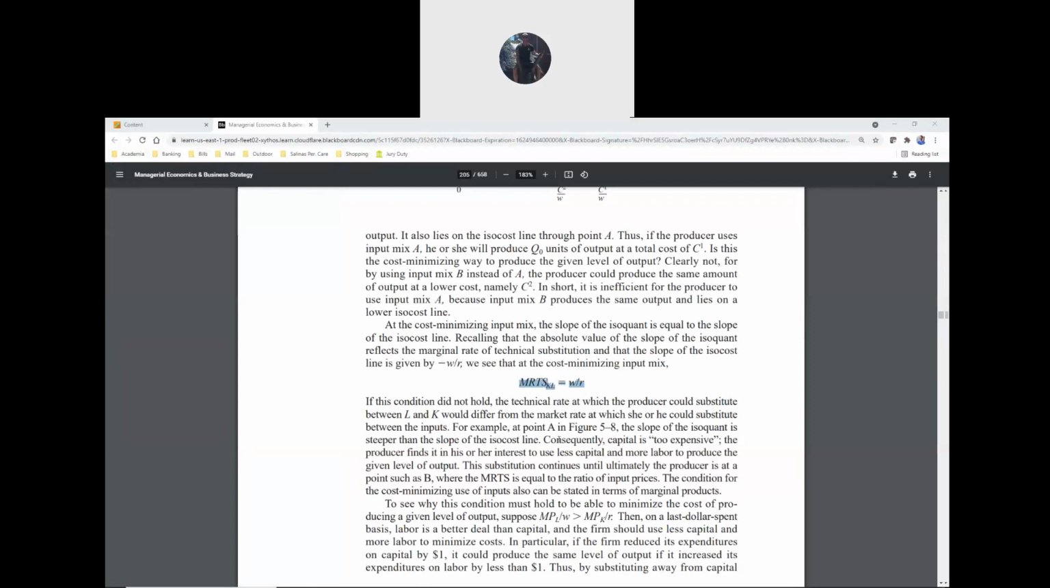Okay, so we left off here. We're determining that the cost minimizing option is to choose capital and labor which satisfies this condition. All right, so let's look at some examples.